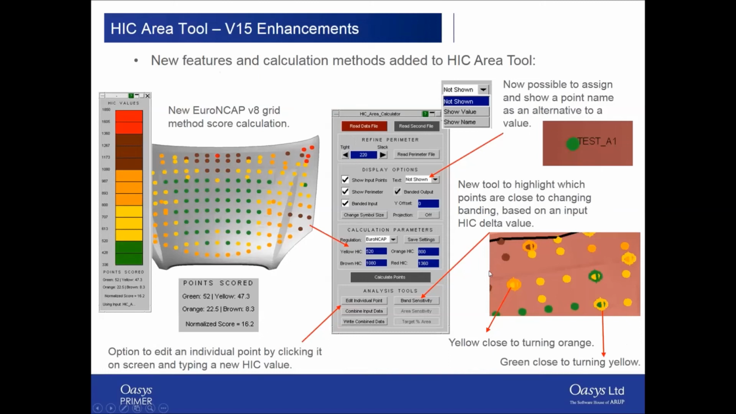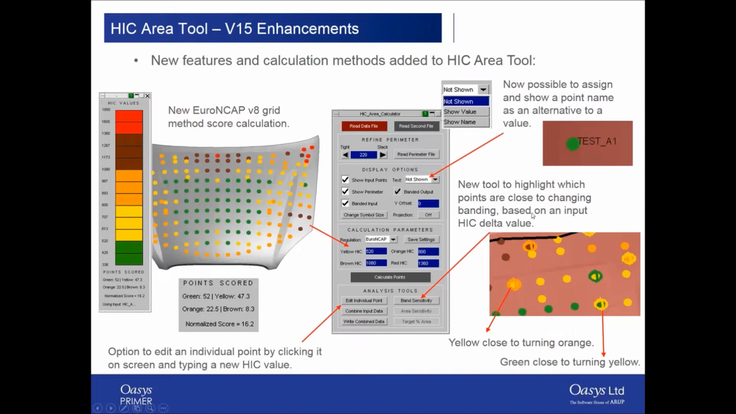So we've added a few things to this for version 15. One is we've added in the new Euro NCAP version 8 grid method score calculation. So that's been added in there. We've also added in the ability to click on any of the individual points that you read in and change its value to something else. So you might want to click on a point and see how a value has changed. If a value went from 800 to 700, what effect would that have on the area?